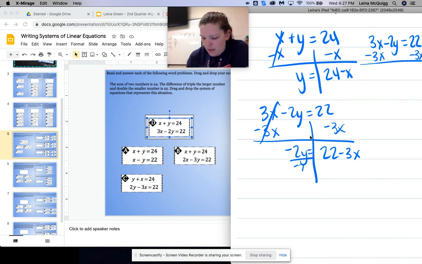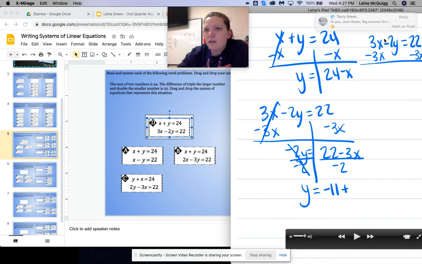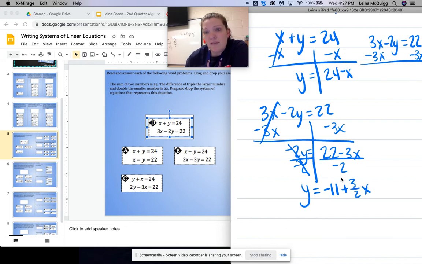I can divide by negative 2. Negative 2 divided by negative 2 is 1, so I just have 1y. 22 divided by negative 2 is negative 11. You can type that in your calculator. And then negative divided by negative is a positive. Sorry, guys. 3 divided by 2, I'm going to leave that as a fraction, is 3 halves. You can put that in your calculator, 3 divided by 2, and then do math, enter. It will give you 3 halves as the fraction.